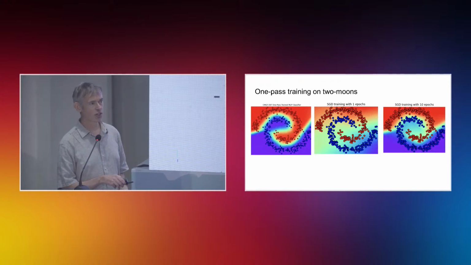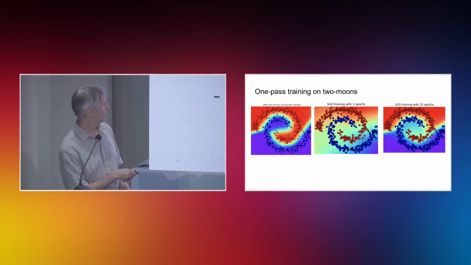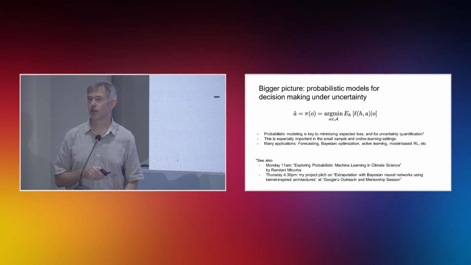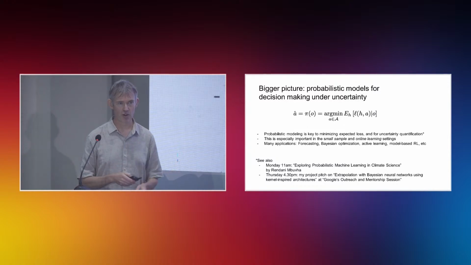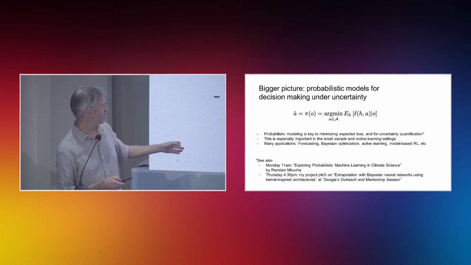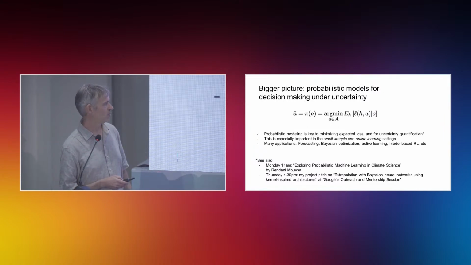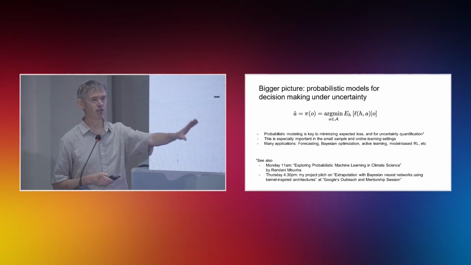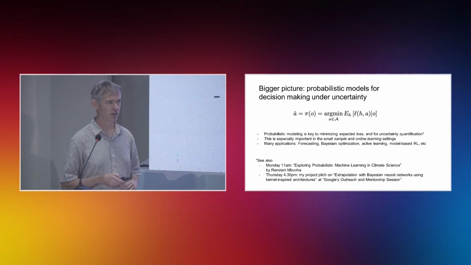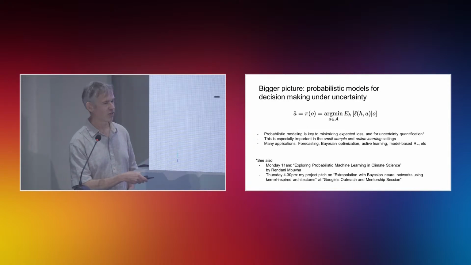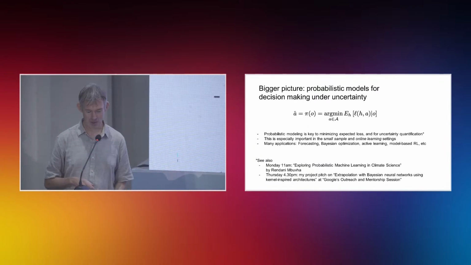So I just want to give a shout out to a couple of things coming up later in the week. On Monday, Randani Muva, I don't know if he's in the audience, is going to give a talk about probabilistic modeling for climate and modeling uncertainty in climate models, which is very important. And then I'm actually giving a little 5-minute spotlight on Thursday as part of this Google mentorship thing about a project on Bayesian neural networks and extrapolation with uncertainty bound. So if you're interested in this kind of Bayesian stuff and you want to get your hands dirty with a project, come to the spotlight and then talk to me.